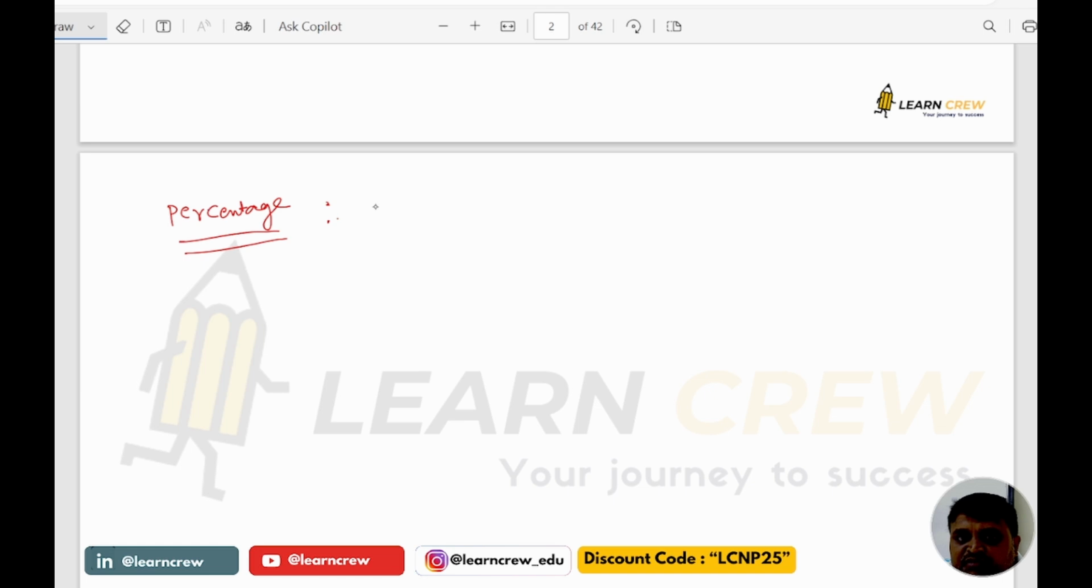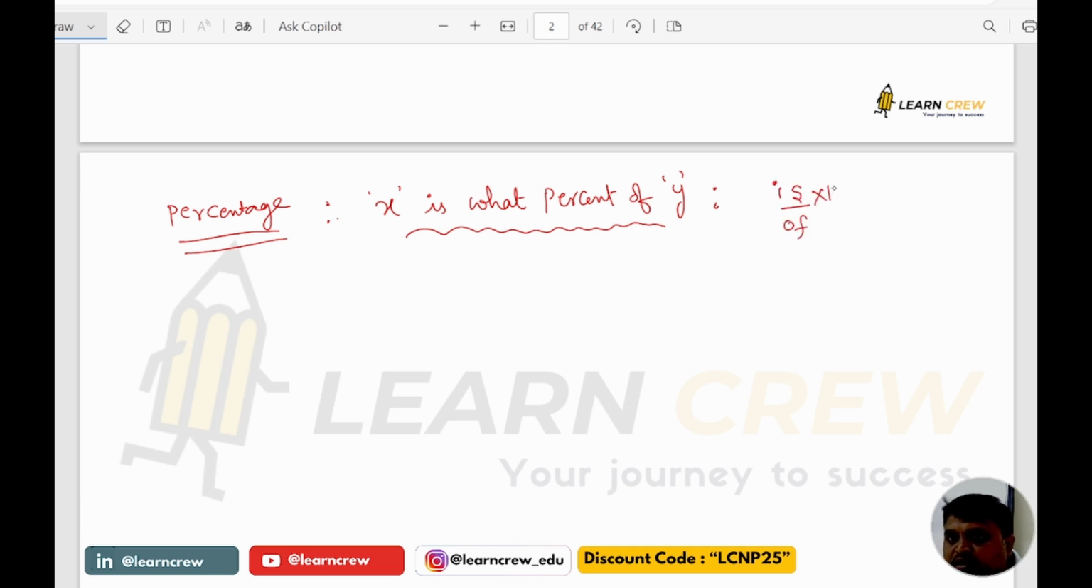In percentages, for example, one value is what percentage of another value? When a question is in this form, then remember the answer is by of into 100 percentage. So x is what percent of y means x by y into 100 percentage. This is the first concept.